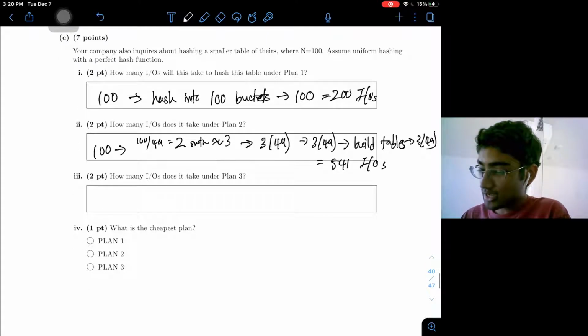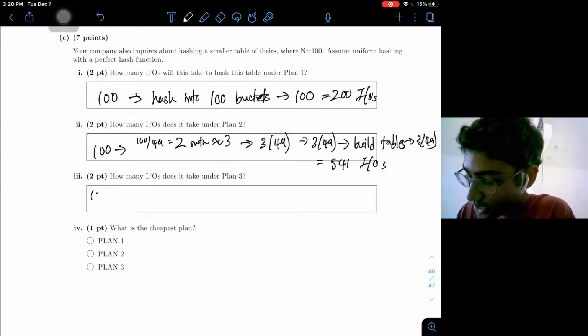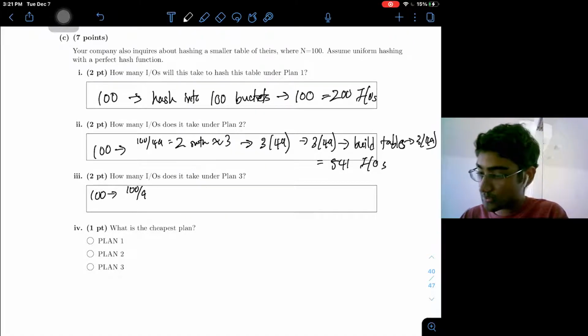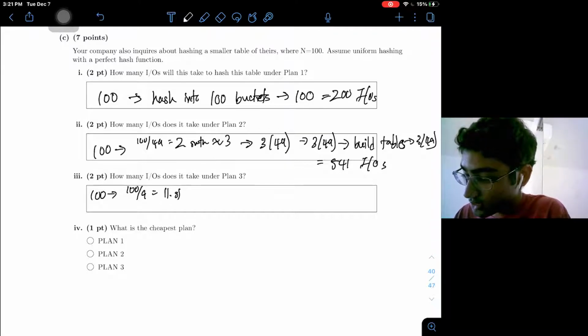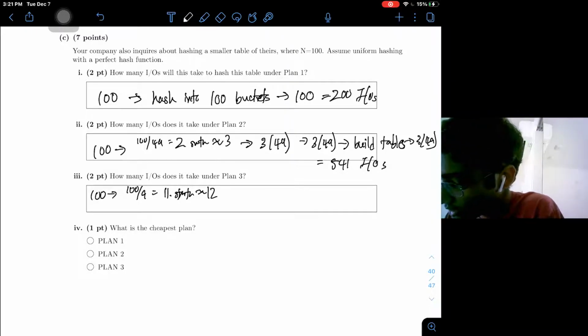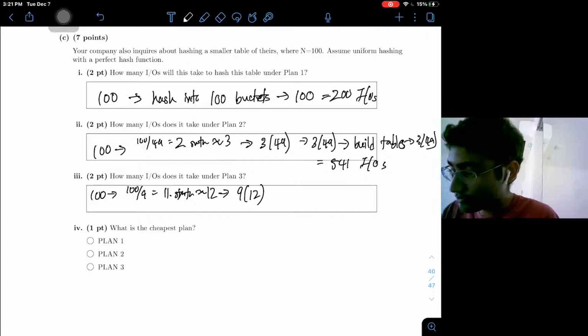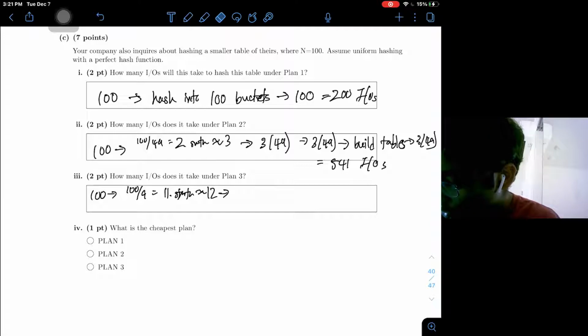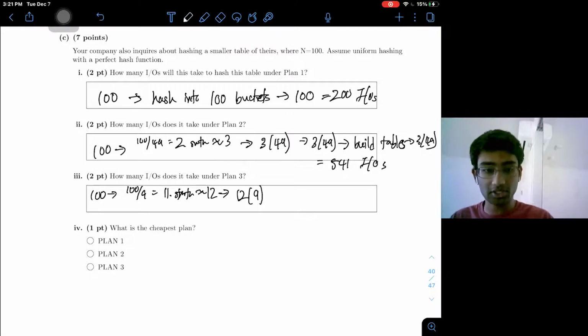Then we're asked how many IOs it takes under plan 3. So we read in 100 pages. These get split across 9 buffer pages to give us 11 point something, rounded up to 12 pages per partition. So we have 9 partitions of 12 pages each. Then we write those to disk. So let me just be consistent here. We have partitions of size 12 pages, and we have 9 partitions.